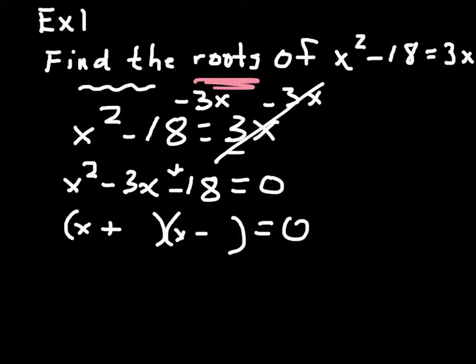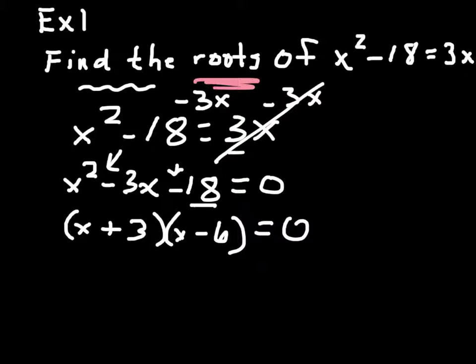And since the signs are different, I want two factors of 18 where the difference is 3. So let's see, two factors of 18, 6 and 3, where the difference is 3. The 6 has to go with that first sign. So our largest factor has to go with that first sign. So the 6 goes there and the 3 goes there. Okay? So what we just did is we factored the quadratic equation, and that's equal to 0.